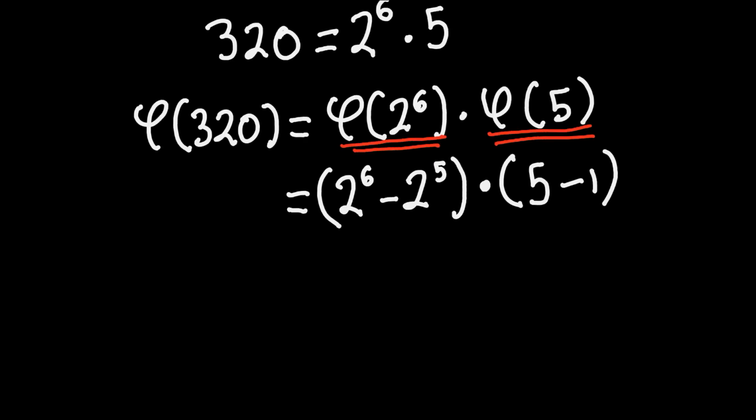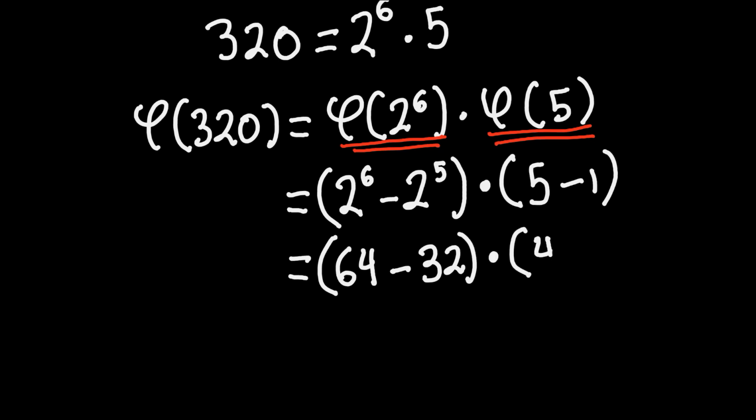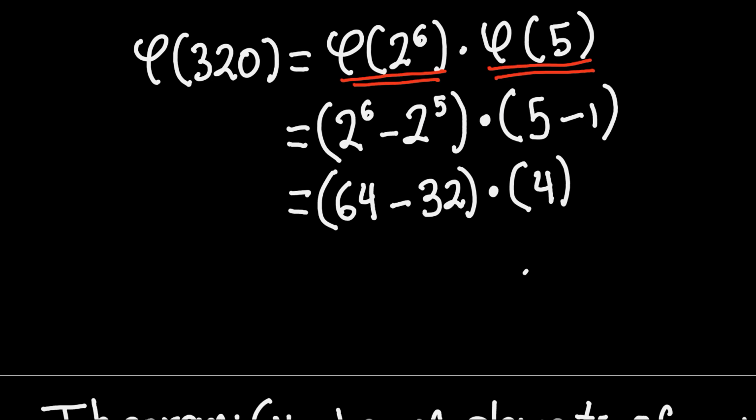And then the only thing you have to do here is just simplify the computations. So you simplify here: 2 to the 6 is 64 minus 2 to the 5th is 32. That multiplies 5 minus 1, which is 4. So that's going to give us 32 here, because it's 64 minus 32, and then times 4. And that's going to give you 128.